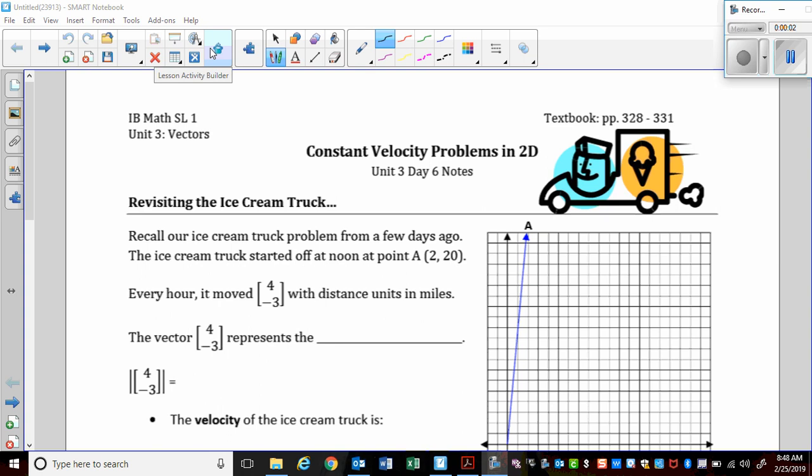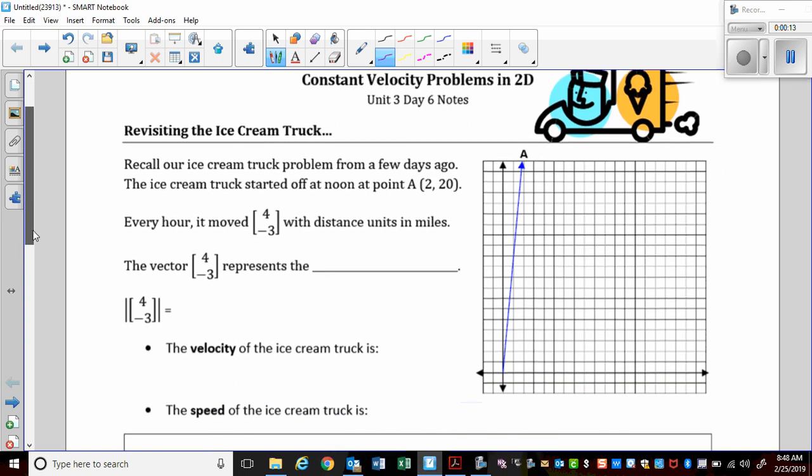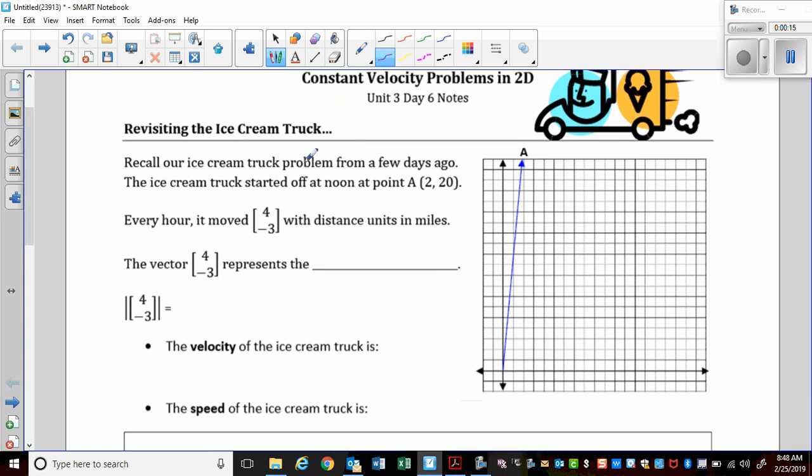Good morning, majors. This is Unit 3, Day 6 notes, and we're going to go over velocity problems in 2D. So we're going to revisit the ice cream truck. Recall our ice cream truck problem from a few days ago.